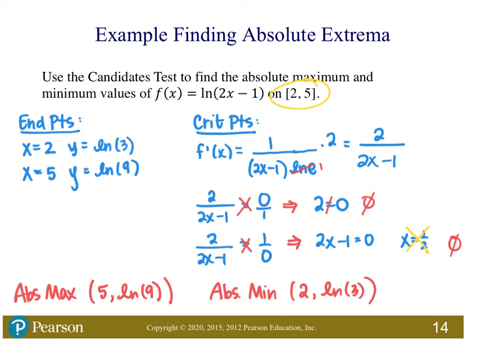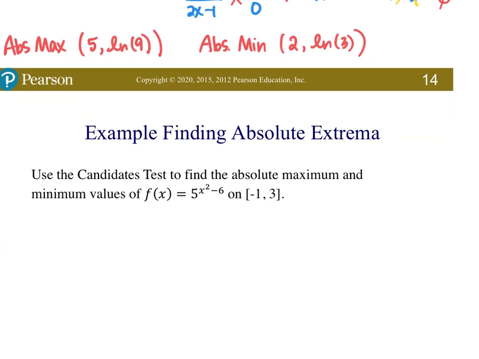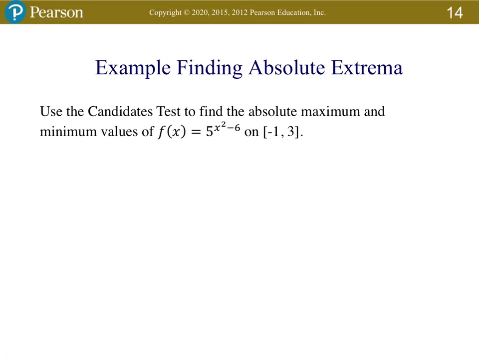So we've practiced this with a polynomial, and we've practiced it with a logarithm. Let's see what other kind of derivatives we can practice with. Use the candidate's test on this exponential function. So our endpoints here will be -1 and 3. And I want to find the y value that goes with both of those endpoints.